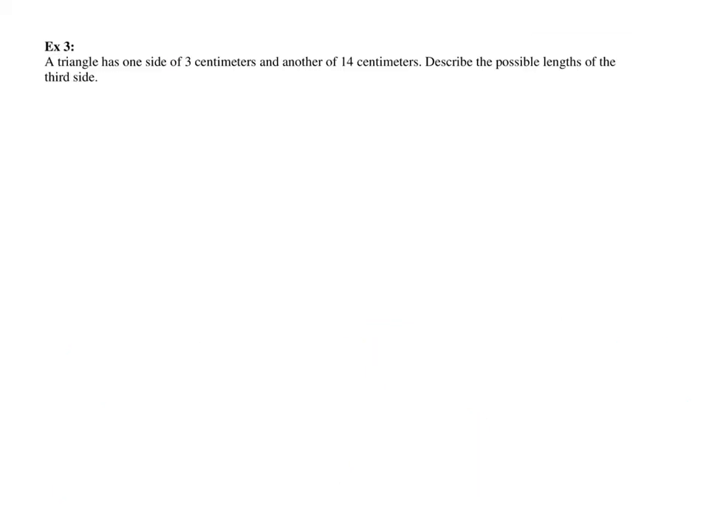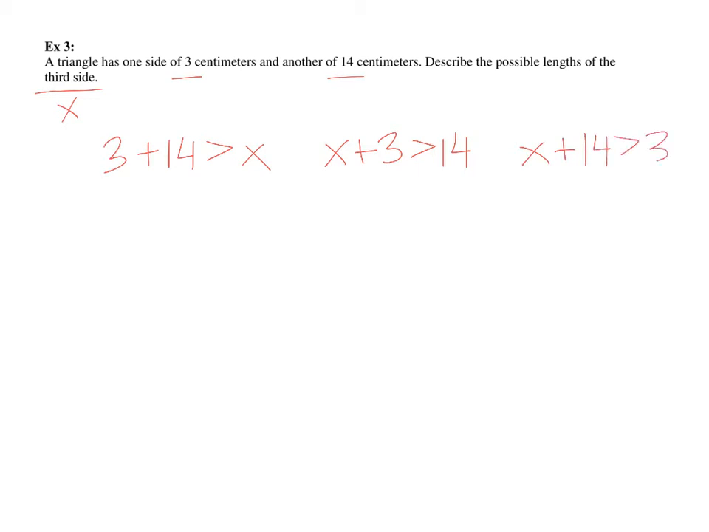All right. Example 3. A triangle has one side of 3 centimeters and another of 14. Describe the possible lengths of the third side. Okay, we don't know what the third side is. We'll call that X. Now there are 3 different scenarios you're going to set up here. If you look back to the triangle inequality theorem, I'm going to have 3 plus 14 is greater than X. That's one combination. I could have X plus 3 is greater than 14. And I can also have X plus 14 is greater than 3.